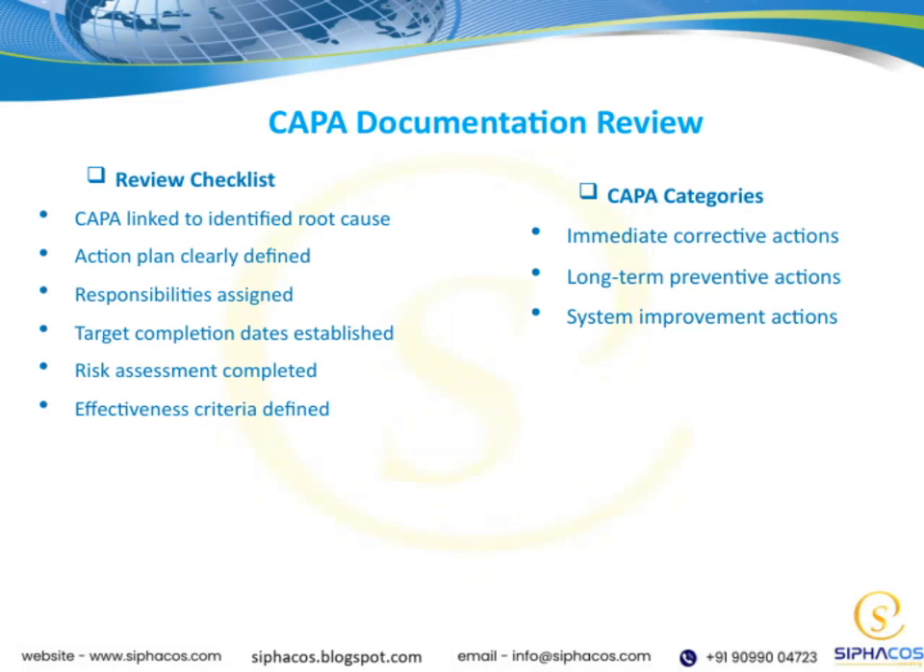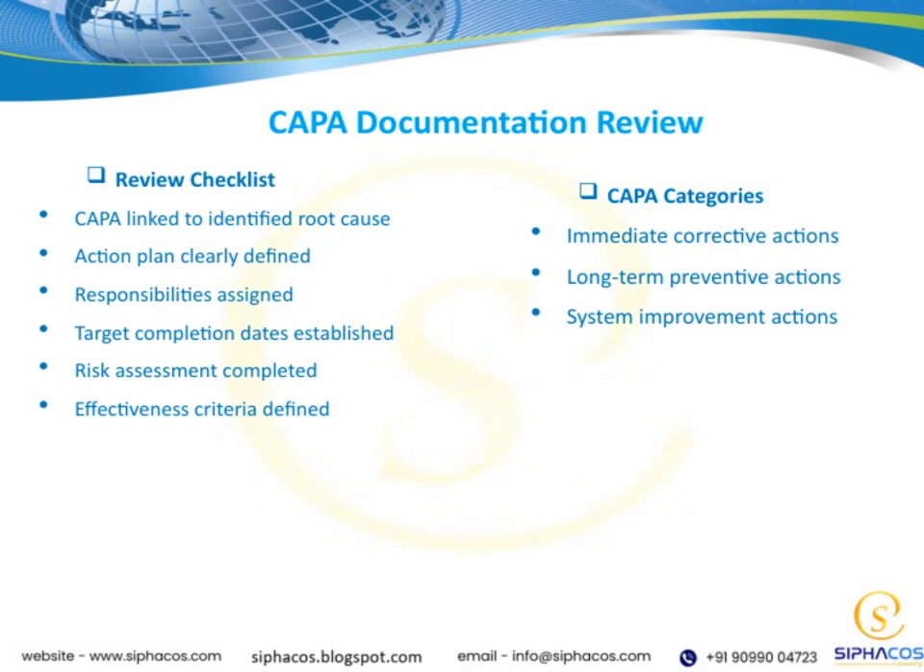Let's take a closer look at CAPA categories. First, we have immediate corrective actions, which are about addressing issues quickly to prevent further problems. Then, there are long-term preventive actions, designed to eliminate root causes and prevent recurrence over time. System improvement actions focus on enhancing overall processes to ensure sustained quality. Now, moving to CAPA documentation review. This is a crucial step to ensure everything is properly recorded and traceable.